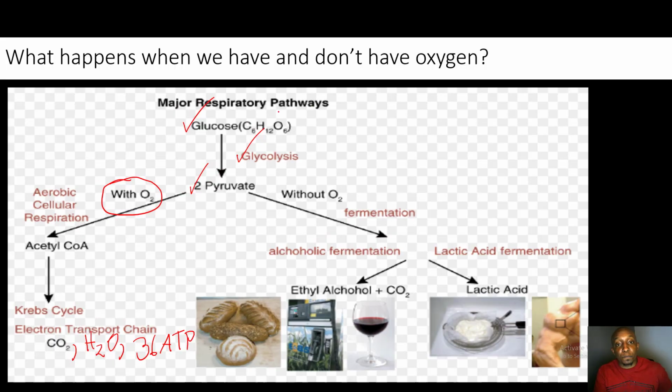Like I stated before, both processes take in glucose as their energy source, and both go through glycolysis, which is glucose getting broken down into 2-pyruvate. But if you notice, this process occurs without oxygen, so it doesn't go to aerobic cellular respiration. Instead, it goes into fermentation. There are two types of fermentation. We have alcoholic fermentation, where ethyl alcohol, carbon dioxide, and 2 ATP are formed. And then we also have lactic acid fermentation, where we end up getting lactic acid and 2 ATP formed. In this video, we'll be focusing on what happens in respiration when we don't have oxygen.